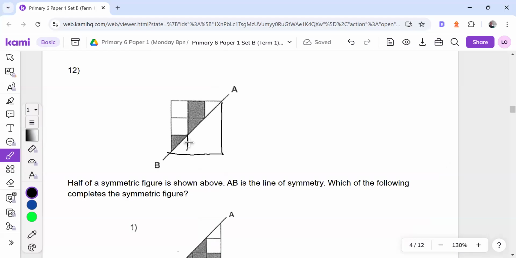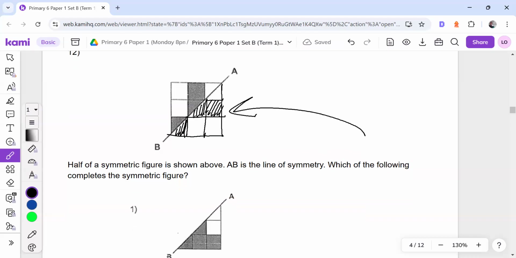And then you cut it into squares. And then you go and do the symmetry, go and color the other side, right? Color the other half. After you're done, you look at 1, 2, 3, 4. Which one is the same as this one? Isn't that number 4? Number 4 is the same as what you drew, right?